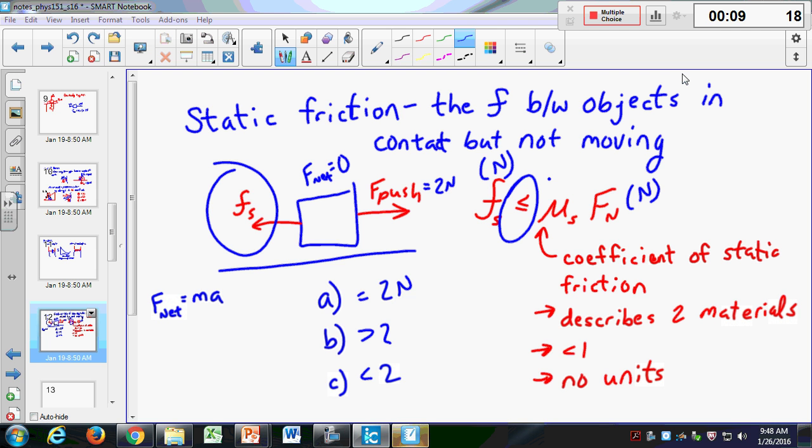This is the same situation. I'm pushing in this direction with 2 newtons. There's a static frictional force in this direction. I want to know, what is that static frictional force if it's not moving, if it's not accelerating? Okay, that's a lot better. I'm going to stop at 30.